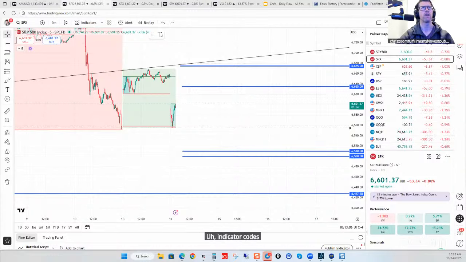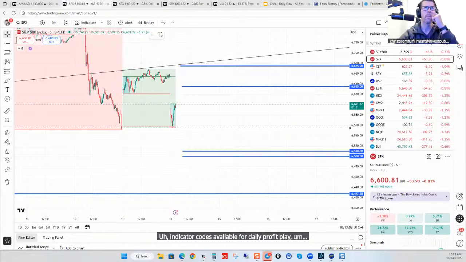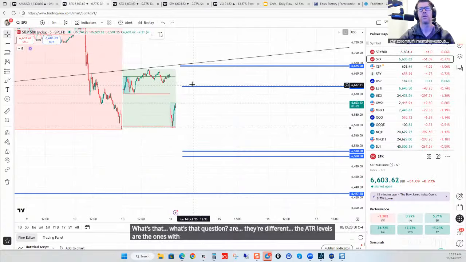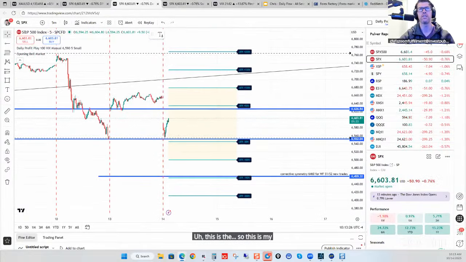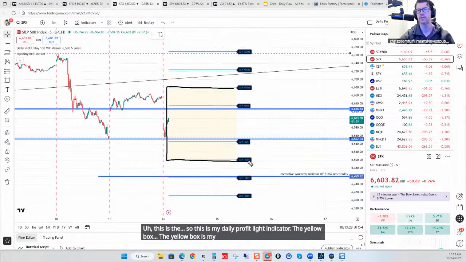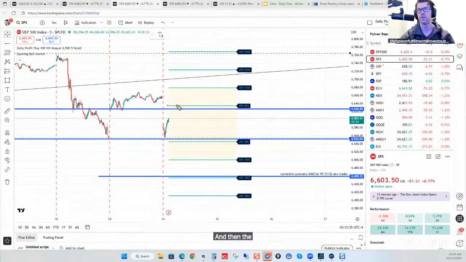Indicator codes available for daily profit play. What's that question? Are they different than the ATR levels of the ones with the clouds? This is my daily profit indicator. The yellow box is my VIX box. That's my current value of the VIX divided by 16. And then the ATR levels, it's the 5-period daily ATR.